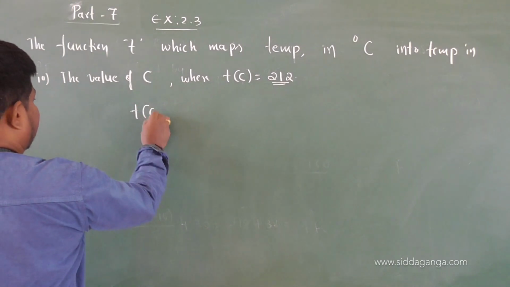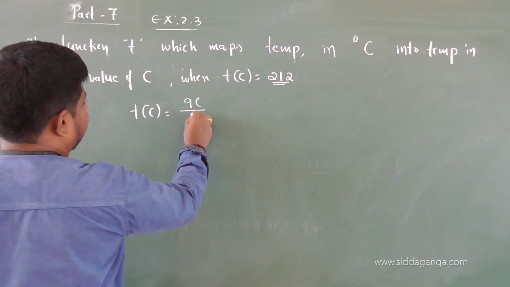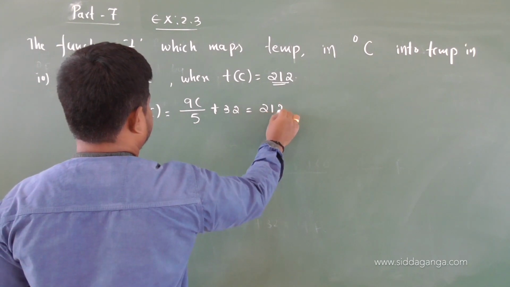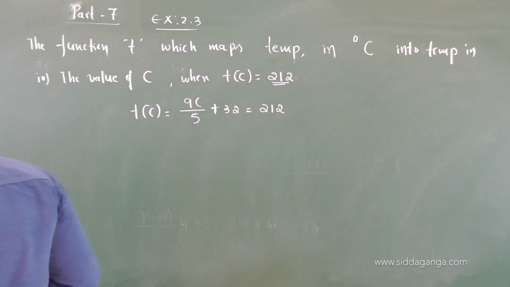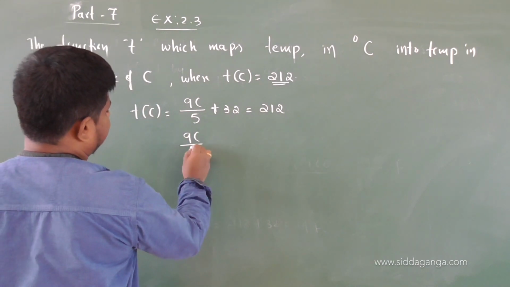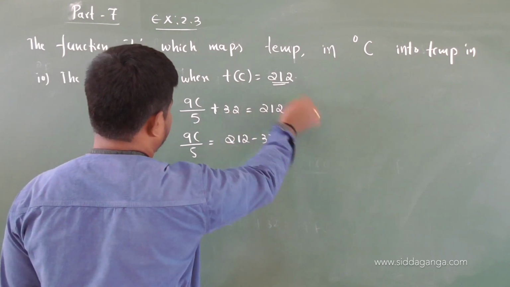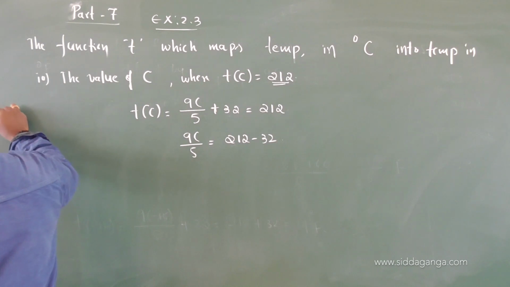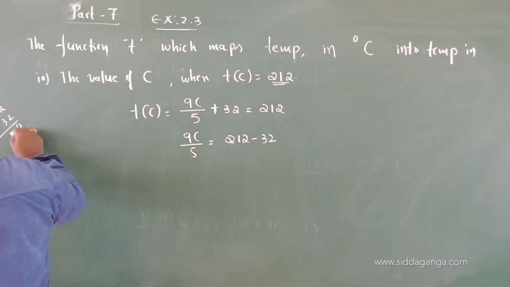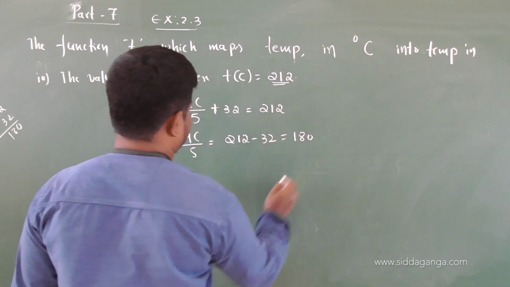Yes, T of C is equal to 9C by 5 plus 32. This is given as 212. Let me simplify this. So 9C by 5 is equal to 212 minus 32. I have taken minus 32 to the right side. So 212 minus 32 is how much? It is 180. So this is 180, right?